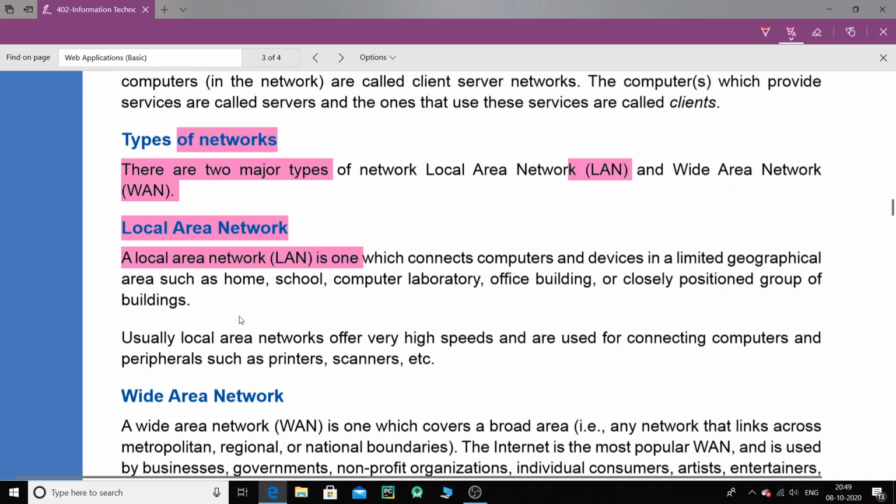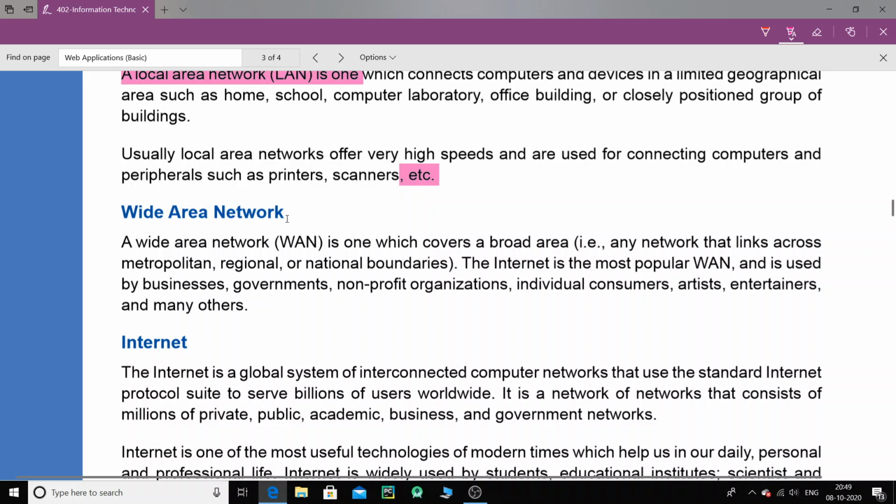Local area network is a network which has around 50 pieces. So obviously our computer lab is a local area network because there are around 50 pieces and they are connected through a wire. So basically a local area network will be a wired network. And then there is something called wide area network, which means internet, which is connected around the world. A wide area network covers a broad area, any network that links across metropolitan, regional, national boundaries, which means it covers the entire globe. The internet is the most popular WAN, as I said.